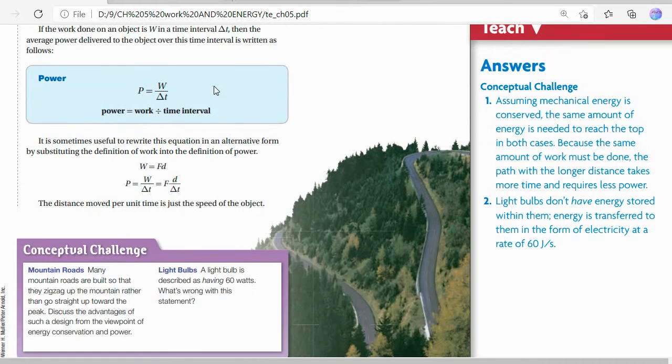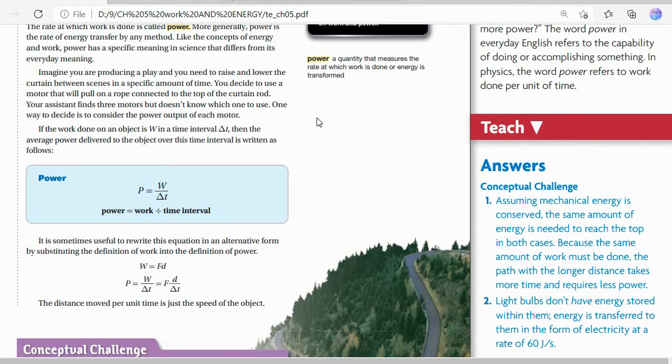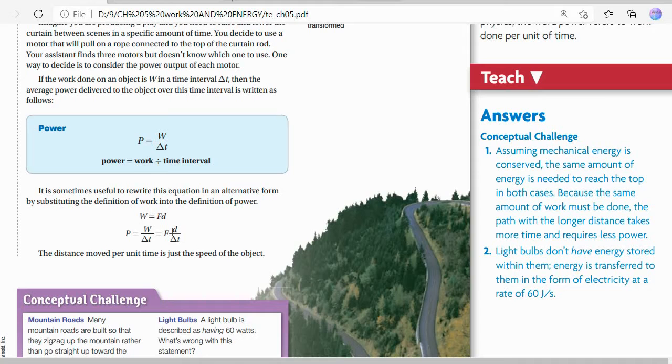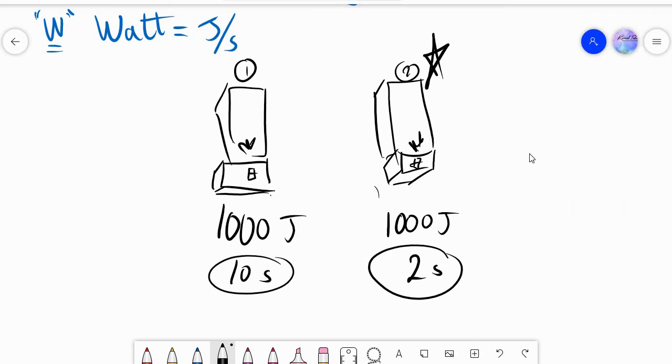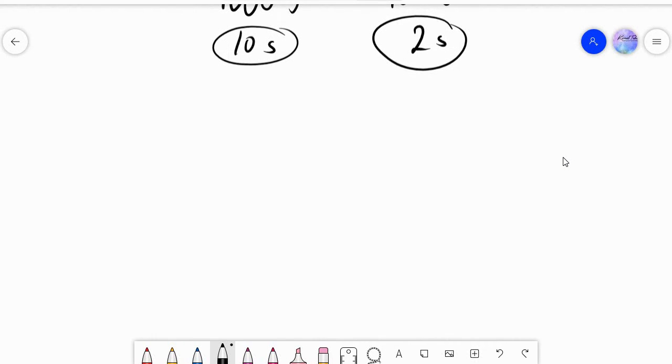Okay, and that is the formula, and we take the unit. Okay, now let's talk more about the formula of the power. Okay, now we said that, guys, power equals work divided by time. We said that, okay?